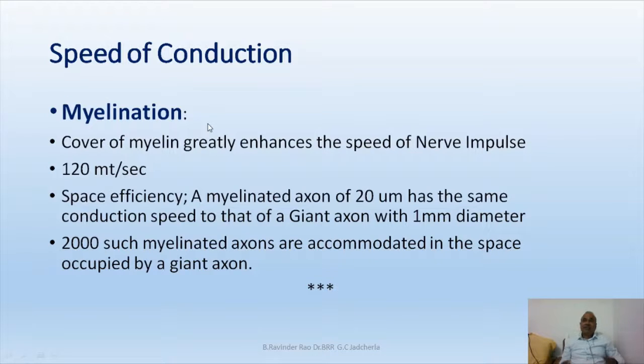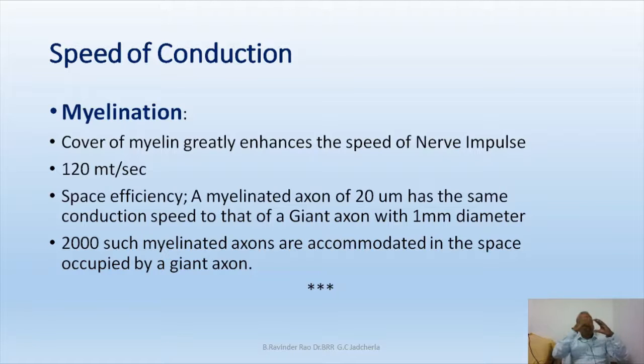Myelination is very, very important. Myelination means covering the axon. When the axon is covered at regular intervals, nodes are created so that the action potential has to jump from one node to another node. In that way, within 3 or 4 steps, it reaches the tip of the axon. So this myelination is very, very important, because a myelinated axon with a 20 micrometer diameter has a speed equal to a giant axon. A giant axon occupies a lot of space, but a myelinated axon occupies very little space.